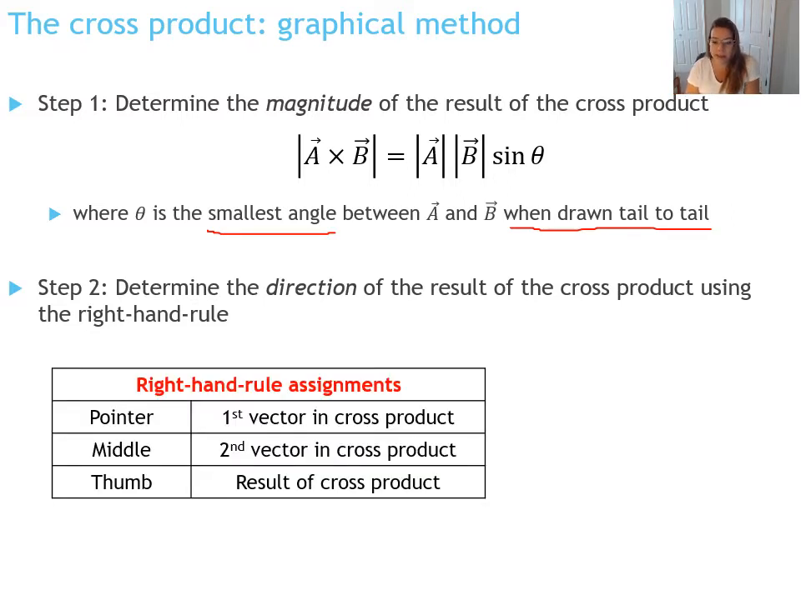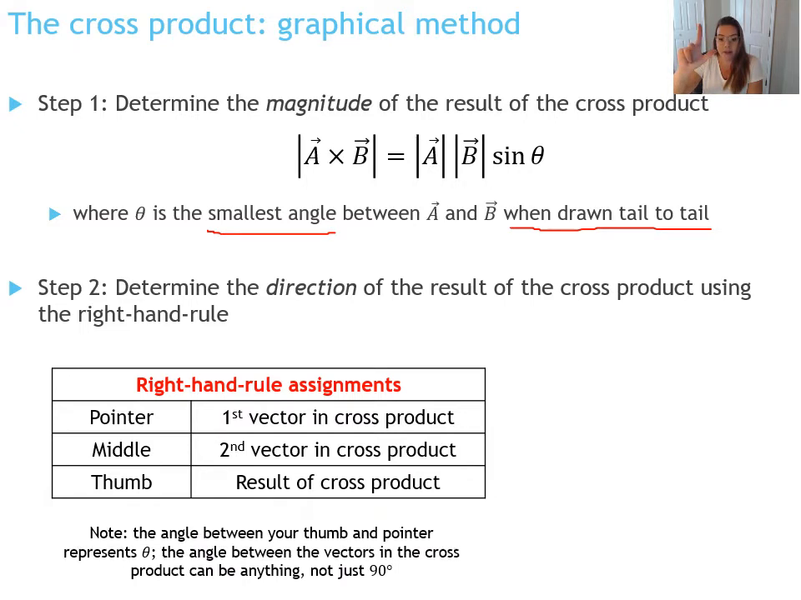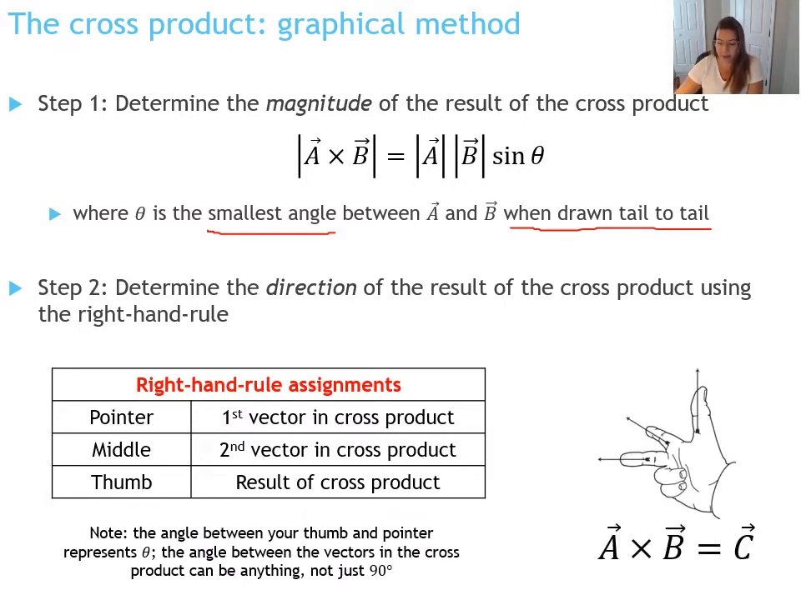So you just have to learn these assignments. The first vector in the cross product, like in this case A, that would be your pointer finger. The second vector in the cross product, that's your middle finger. And your thumb is the result of the cross product. So you make that shape with your hand, where you make an L with your pointer and thumb, and then you let your middle finger point outwards from your palm. And so it looks something like this, where A and B are the pointer finger and middle finger, and then C, the result of a cross product, let's say, is your thumb.